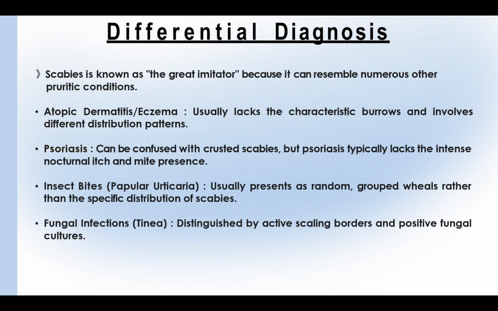Scabies is the great imitator, confused with other itchy conditions. Atopic dermatitis or eczema lacks burrows and has different patterns. Psoriasis can mimic crusted scabies but has no burrows or mites. Insect bites like papular urticaria have random wheals, not scabies specific spots. Fungal infections like tinea have active scaling borders, and a positive culture separates them. Always rule these out to avoid misdiagnosis.